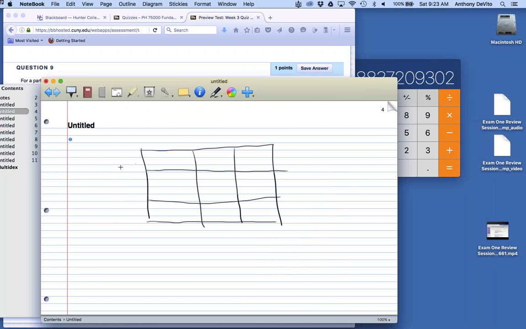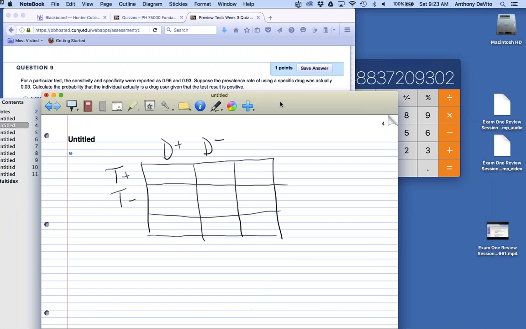Okay, so this is my test plus. They tested positive, they tested negative, and this is they were using drugs or they were not using drugs. Okay, so first thing I'm going to do is these are going to be my totals here on the column on the bottom and across. Those are going to be my totals.